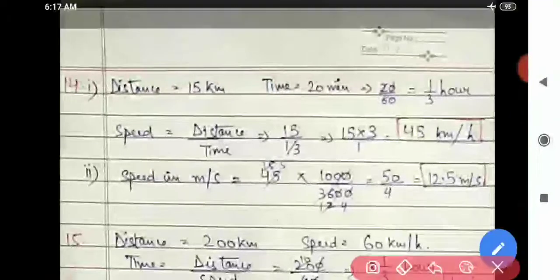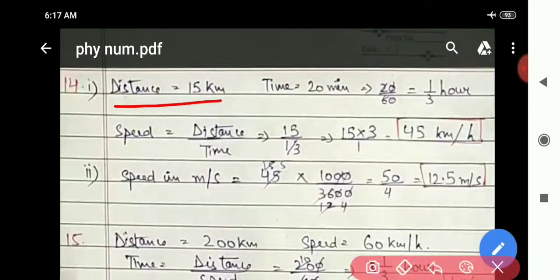Look, distance is given, time 20 minutes. To convert the minutes into hours, we divide it by 60. So 0 cancels with 0, 2 ones are 2 and 2 threes are 6. So 1 upon 3 hours.